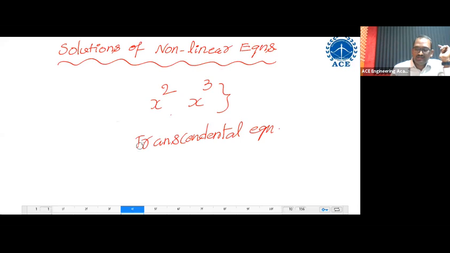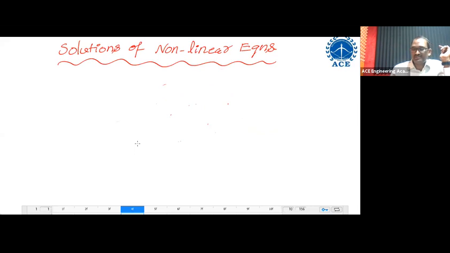So first of all, an algebraic equation of degree greater than 1 is a nonlinear equation. A transcendental equation is a nonlinear equation. First of all, what is an algebraic equation? What is a transcendental equation? Any equation containing trigonometric functions or hyperbolic functions or logarithmic functions or exponential functions, that type of functions are said to be transcendental functions. Algebraic function means polynomial function.